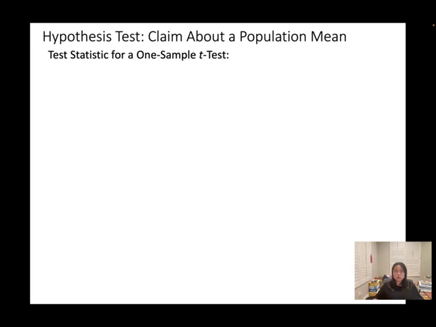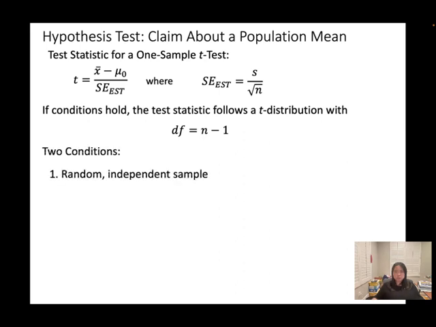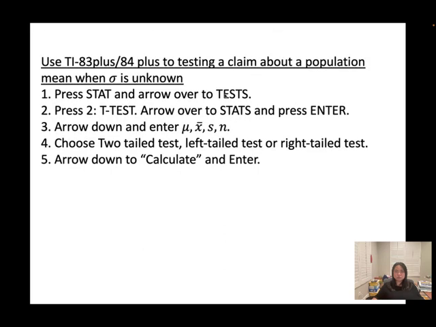Test statistic for one sample t-test. This is the formula for finding the test statistic. If the condition holds, the test statistic follows a t-distribution with degrees of freedom n-1. And then two conditions: random independent sample and large sample. Sample size must be at least 25. Okay, this is the instruction. Follow the instruction to use your calculator to find the p-value.